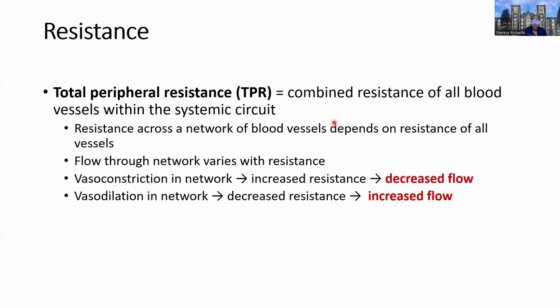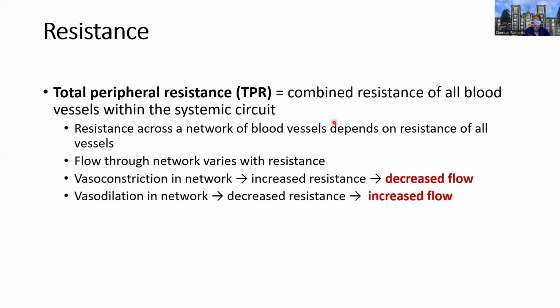And then thinking about total peripheral resistance, this is TPR. This is the combined resistance in all of our blood vessels as a whole, specifically within the systemic circulation. The resistance across the blood vessels depends on the resistance of the vessels individually, but that is not how we look at it. We look at it as an entire systemic circuit because there's no way to really pinpoint which specific vessel is changing the resistance. So we think about TPR as the total resistance encountered across the entire systemic circulation.